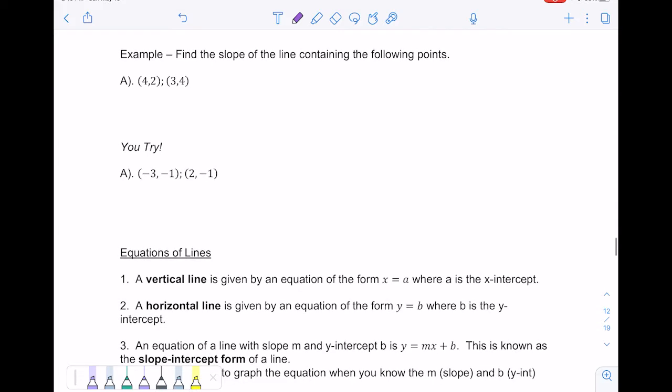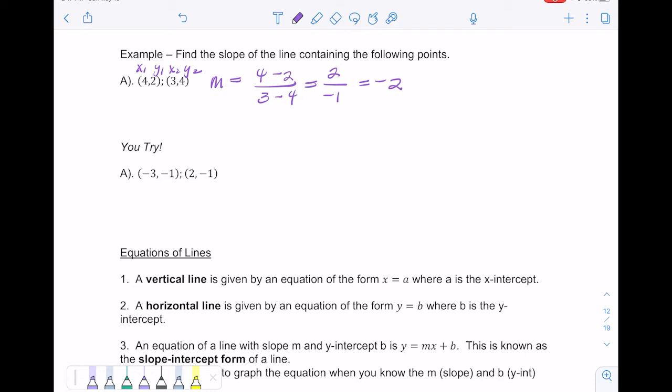Okay, so let's practice finding the slope. So here's my 2 points, (4, 2) and (3, 4), which you could graph. They would be in the first quadrant, but I don't need to do that. I'm just going to label x1 and y1 and x2 and y2. And to find my slope, m, remember it's y2 minus y1 over x2 minus x1. And 4 minus 2 gives me 2, and 3 minus 4 is negative 1, and 2 divided by negative 1 is negative 2. So my slope there is negative 2.